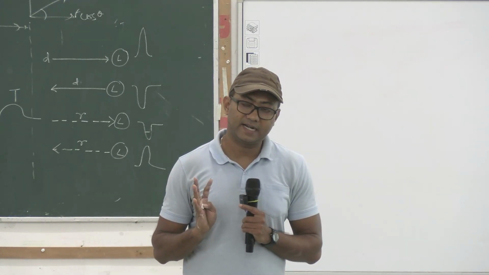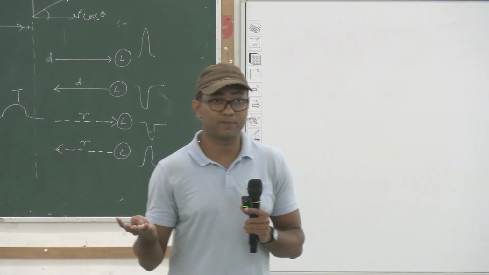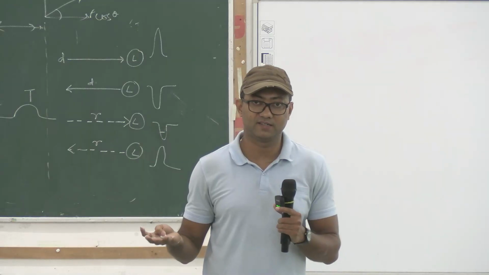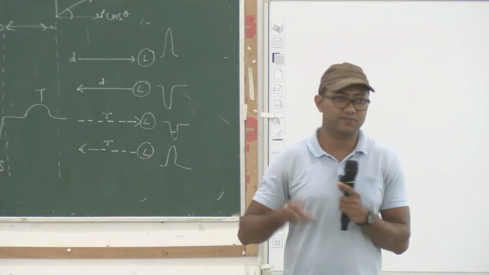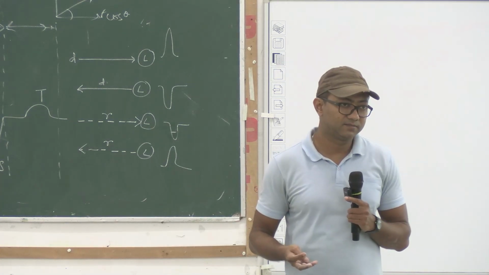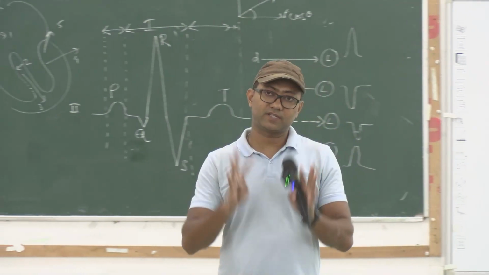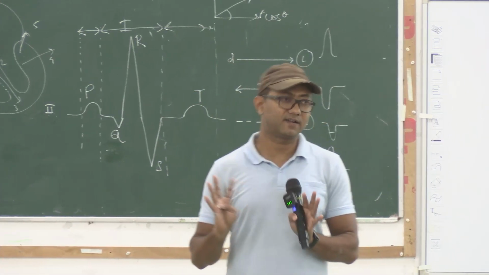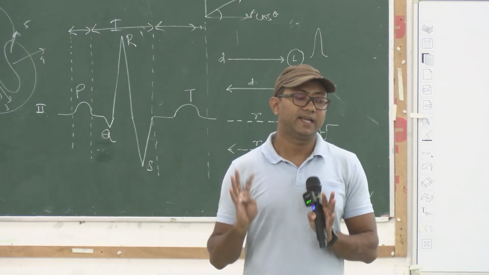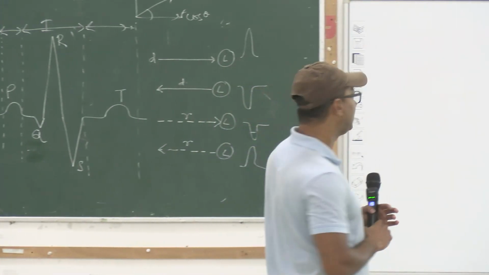The atrial repolarization wave is so small in comparison to the QRS complex. The QRS complex is a huge complex, with huge electricity flowing throughout the ventricle, and that covers up the atrial repolarization wave. So it is buried under the QRS complex, and we do not see the atrial repolarization wave. Clear?